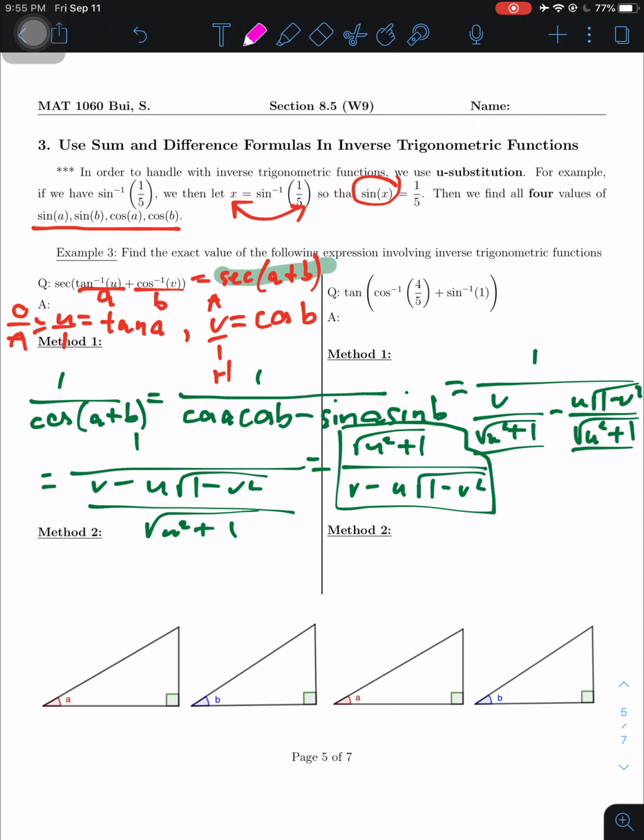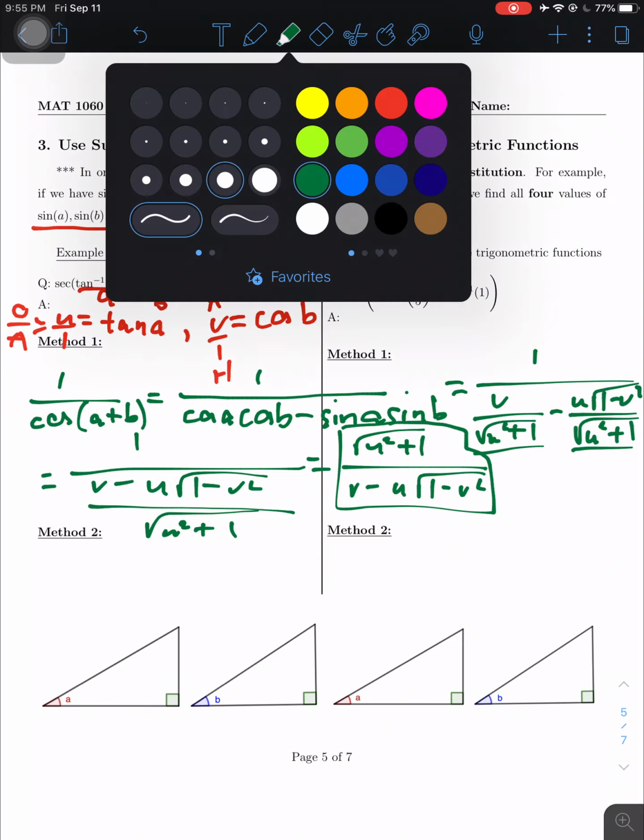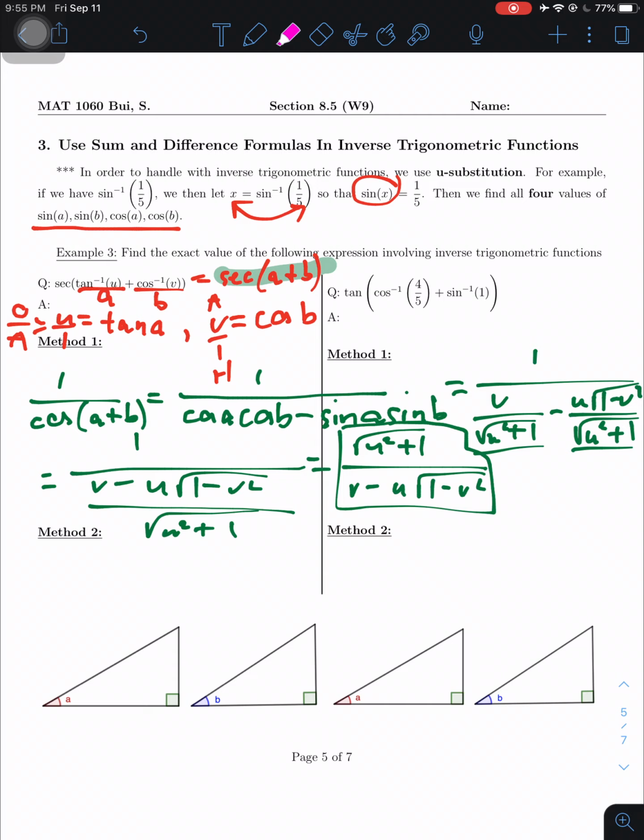Okay, for the second method in here, we're going to use identities. So we will need to find sine of A, sine of B, and then cosine of A and cosine of B, right? How can we do that? Let's see. Let me try to find a way to explain it best for you guys. Okay, we're still going to go with the setup in here. Let me just highlight now because they're important. We're still going to set up u to be tangent of A and then v to be cosine of B because of that inverse definition.